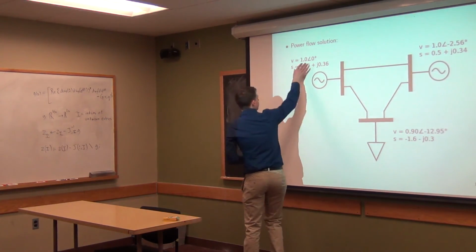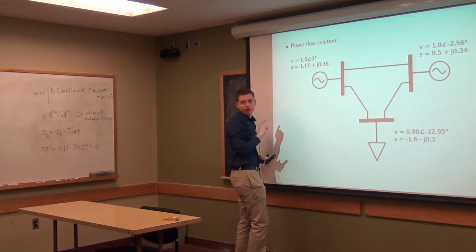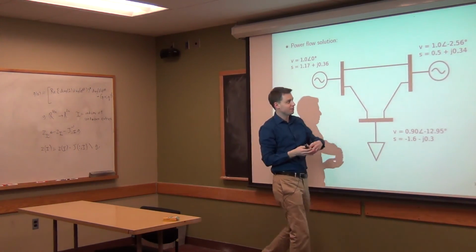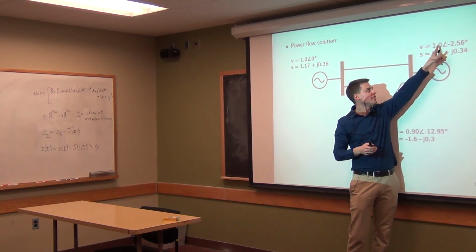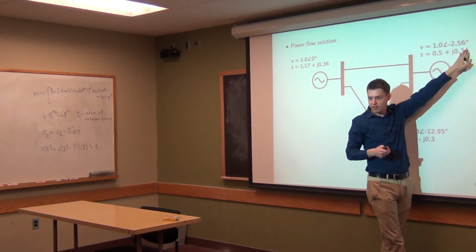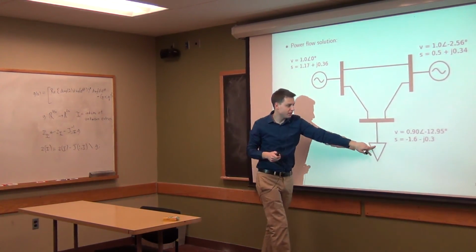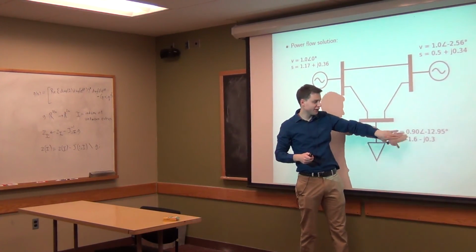So remember, here, this was known. We solved this from our equation. This is a slack generator. This is a PV generator. We specified this and that, and we figured out these two things numerically. And this is a PQ load. We specified this and figured out these numerically.